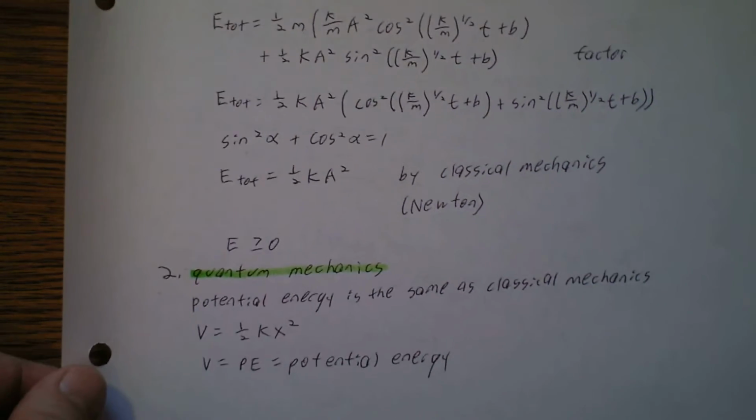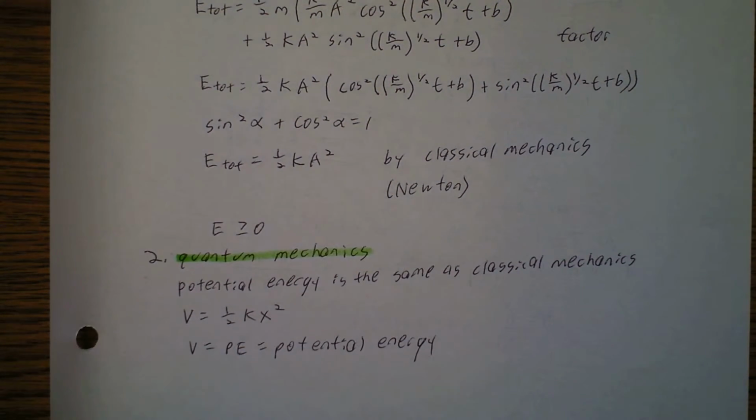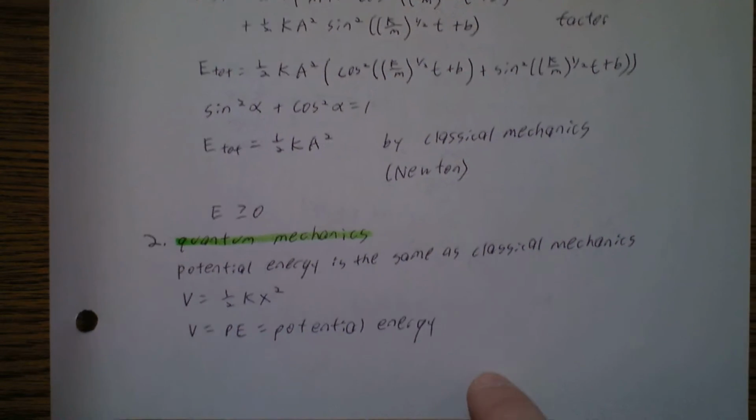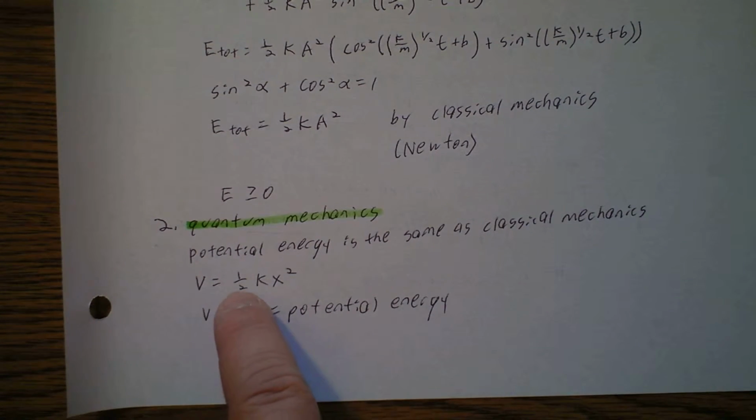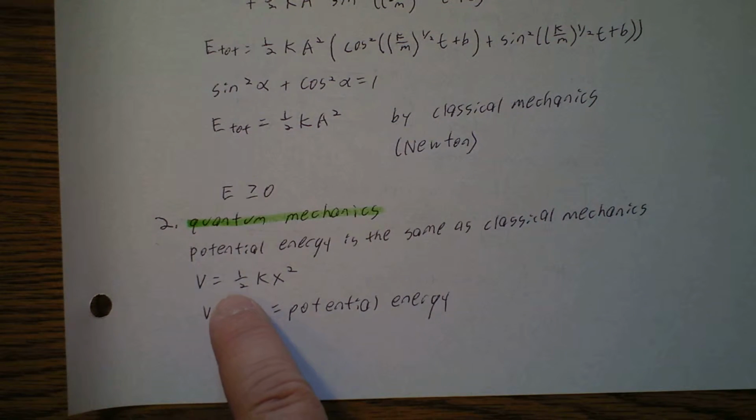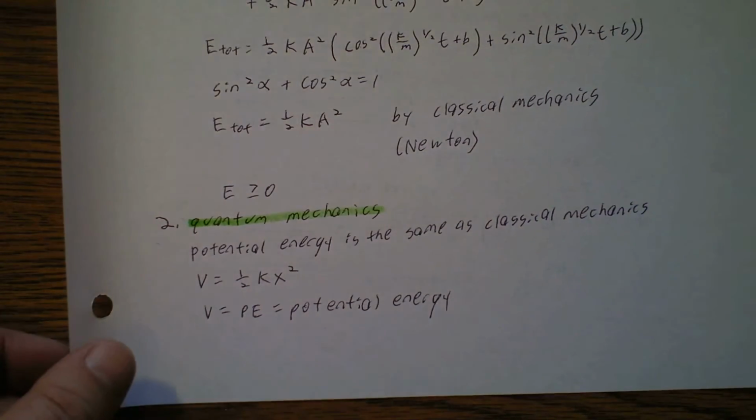Now let's talk about something similar, but from the perspective of quantum mechanics. Now, potential energy is going to be the same as classical mechanics. We have potential energy, now as we're using V, is 1/2 kx squared. So V is equal to PE is equal to potential energy. We use them interchangeably, just whatever makes sense.